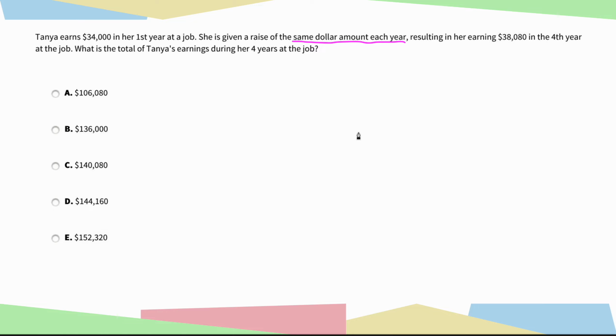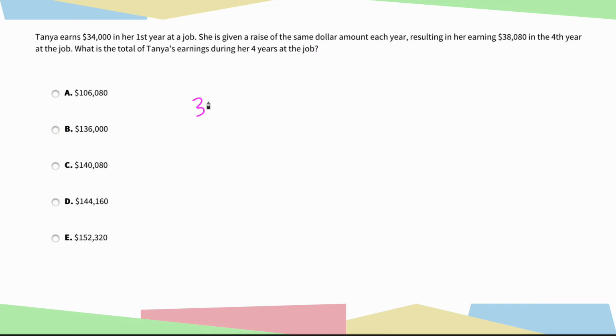To solve this, if you have the sum of a finite arithmetic sequence formula memorized, you can use that. However, I know most of my students don't have that memorized. So I'm going to show you a way you can get through this without using that formula.